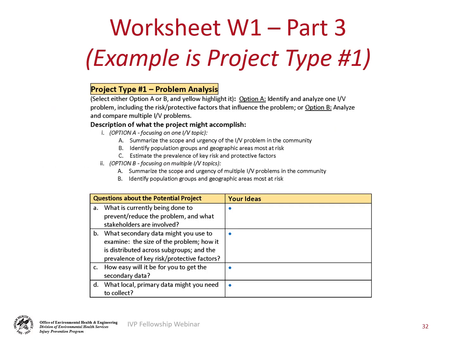For project type 1, the project focuses on analyzing a problem. You'll notice that the top half of this section asks you to yellow highlight either option A or option B, depending on whether the project will explore only one injury or violence problem or if it will compare multiple problems. Then there is a description of what the project might accomplish. Again, only review for option A or option B. In the table at the bottom are questions to answer.